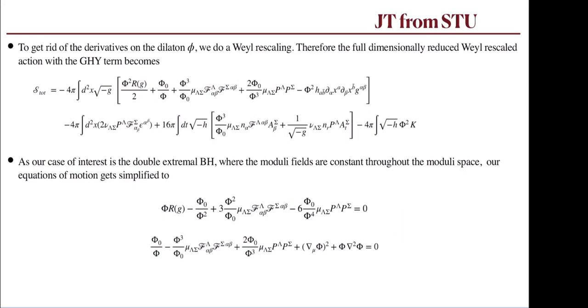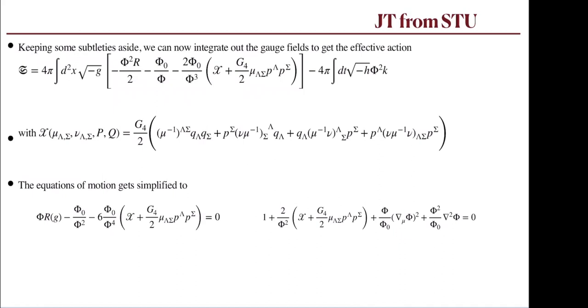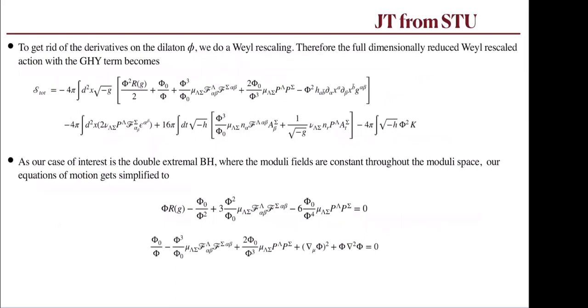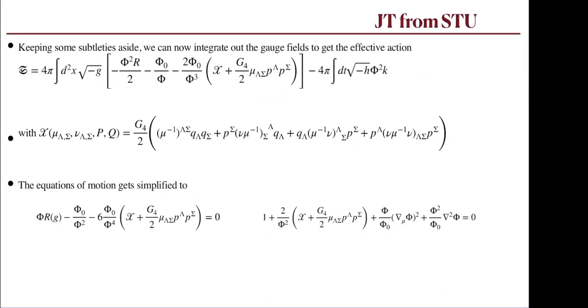Now, keeping some subtleties and calculations aside, what you can finally get is something like this, where I have integrated out all the gauge fields. I put back their solution, the solution of the equation of motion, in the action. And that gives me this two-dimensional thing. In it, I have already used all the solutions of the equations of motion for the gauge fields. So the P's and Q's are now integers. These are the charges, magnetic and electric charges. And chi we just separated out, because it looks a bit ugly in here. Other than that, this is just a function of charges, that's all.